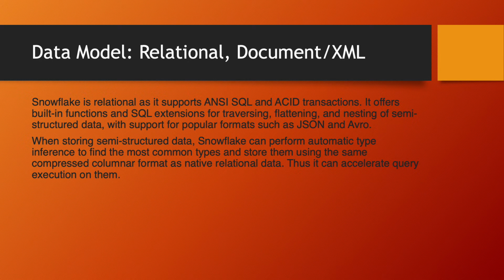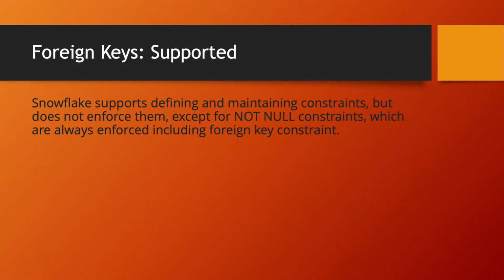Snowflake is relational as it supports ANSI SQL and ACID transactions. It offers built-in functions and SQL extensions for traversing, flattening, and nesting of semi-structured data, with support for popular formats such as JSON and Avro. When storing semi-structured data, Snowflake can perform automatic type inference to find the most common types and store them using the same compressed columnar format as native relational data. Thus, it can accelerate query execution on them.